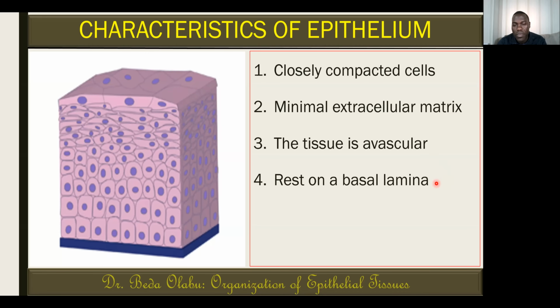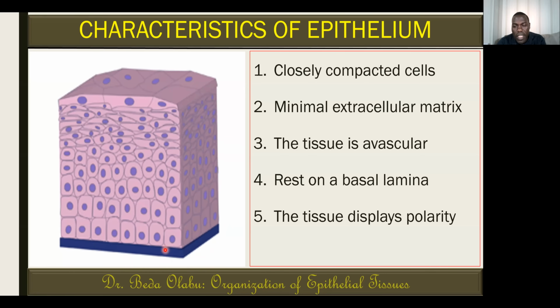Importantly also, epithelial tissues rest on a basal lamina. This blue thing you're seeing down here is what we call the basal lamina. It's just a thin membrane that separates the epithelium from the underlying connective tissue. This basal lamina is so thin that you cannot see it under light microscopy, but you can appreciate it under electron microscopy. But it separates the epithelium from the underlying connective tissue.